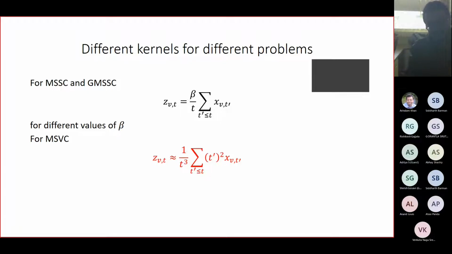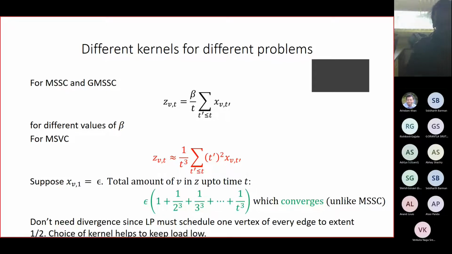The reason is what I said earlier, that in vertex cover, the LP must schedule one vertex of every edge to the extent of at least half. So you don't need a divergent kernel. And if you use this new kernel for Minsum vertex cover, then the load will be smaller, and like I said earlier, it helps. In the alpha point rounding phase, the number of vertices in one slot depends on the load. So low load will help the rounding.